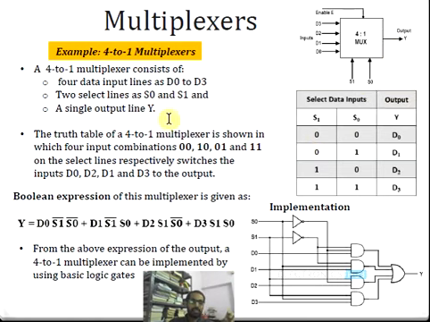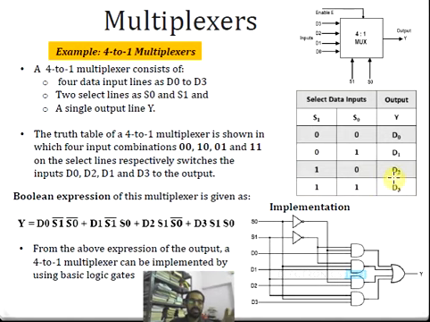This is the corresponding truth table for a 4 to 1 multiplexer. When S1 and S0 are 0 0, which one will be transmitted? D0 will be transmitted. When S1 is 0 and S0 is 1, D1 will be transmitted. When S1 is 1 and S0 is 0, D2 will be transmitted. When both are 1 1, D3 will be transmitted.